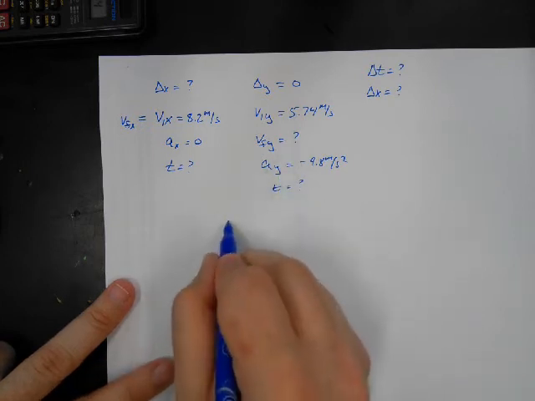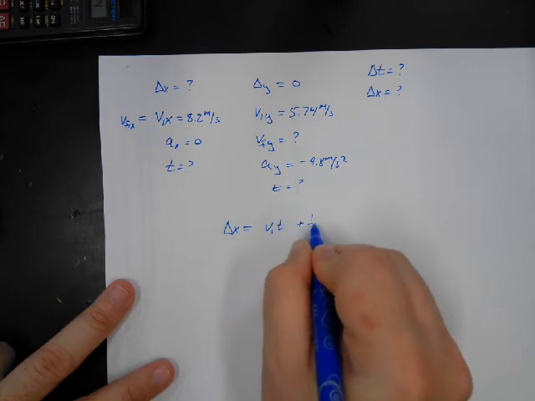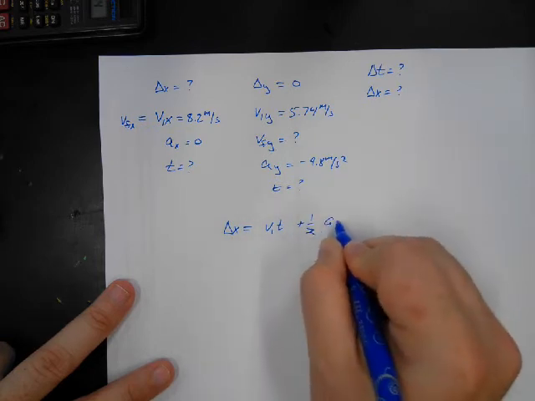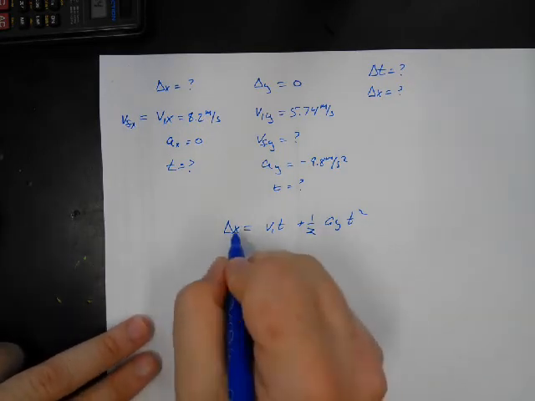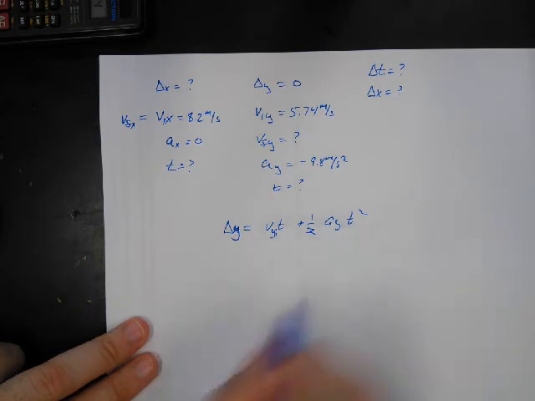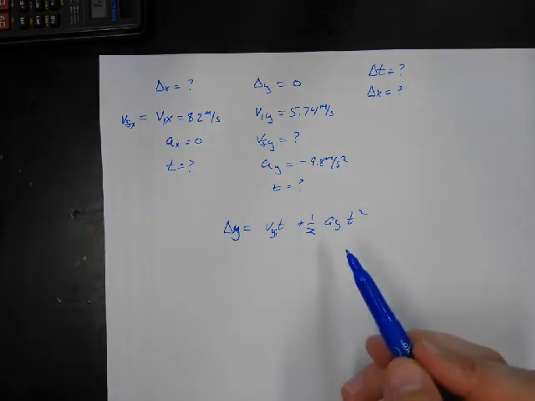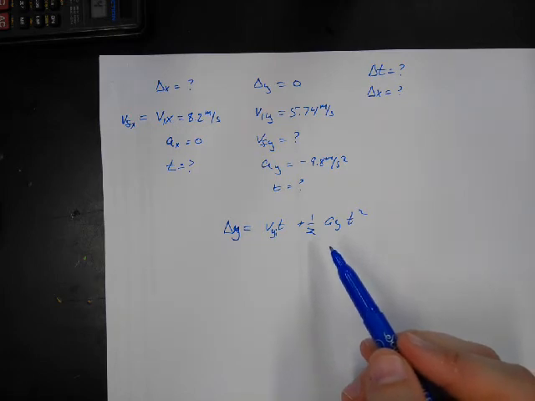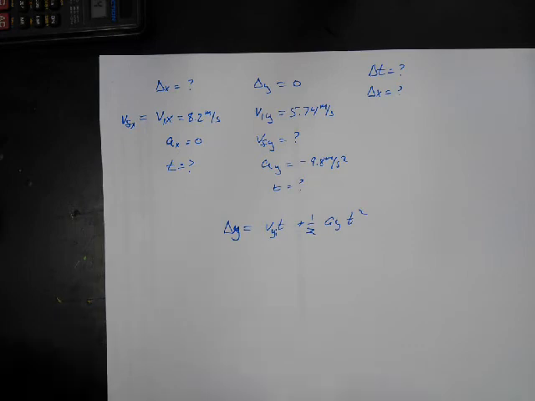And that is delta x is v initial t plus 1/2 ay t squared. Or this is going to be delta y. And then we have vy initial and ay. So that's going to lead us to a quadratic. We could also find v final, but let's just go through the quadratic.